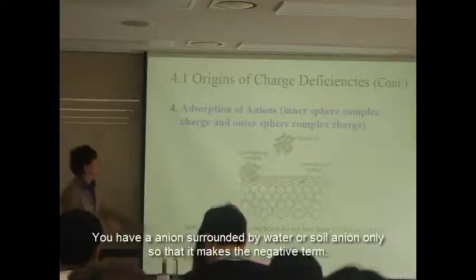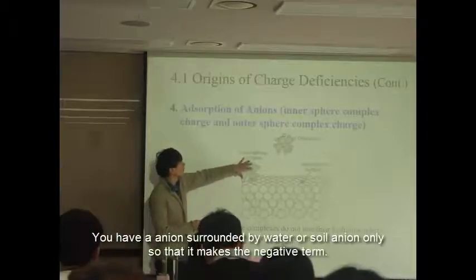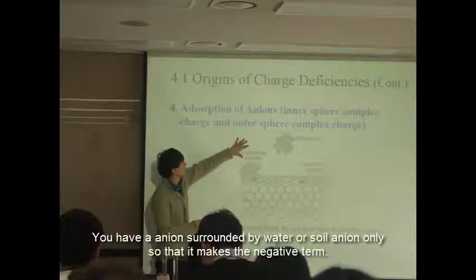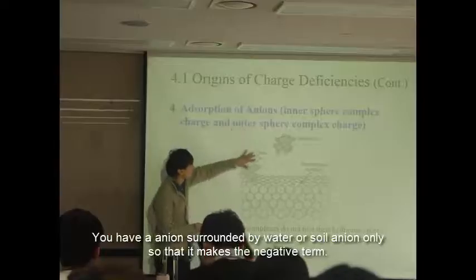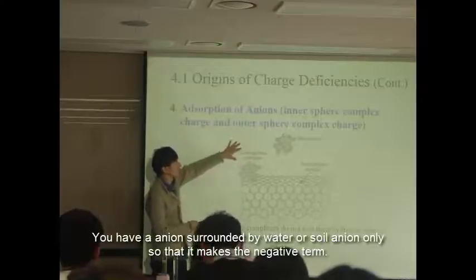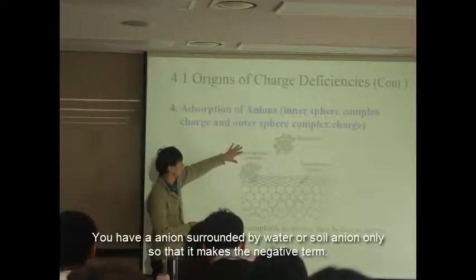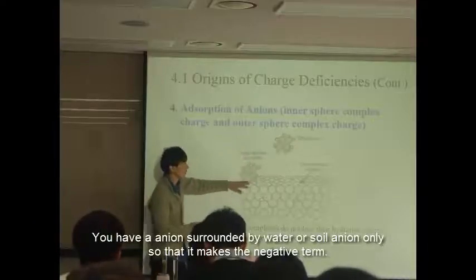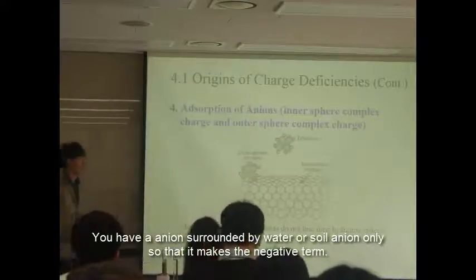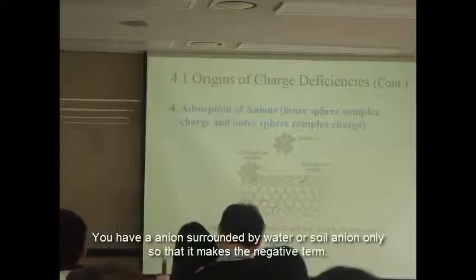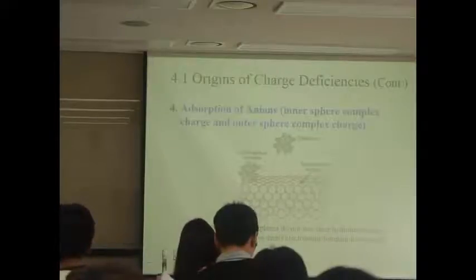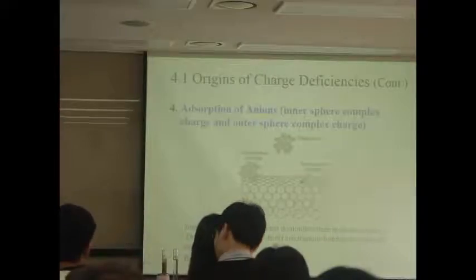So you have an ion surrounded by water, or a sole anion that can be observed on the plate surface, so that overall we can make the negative charge. But this is not a common case.